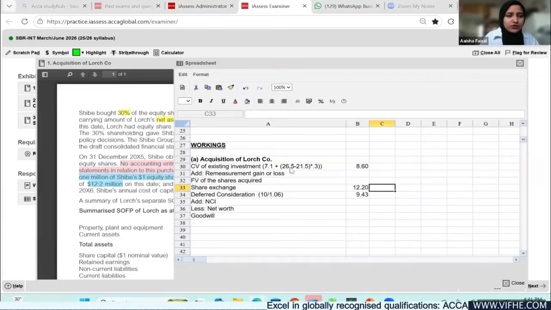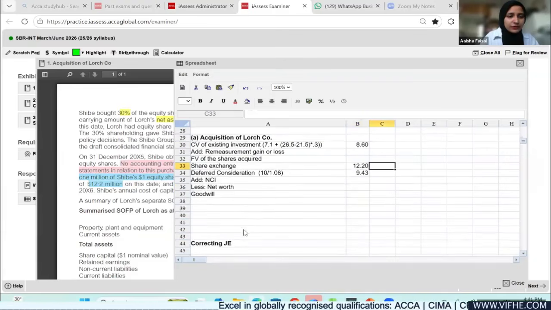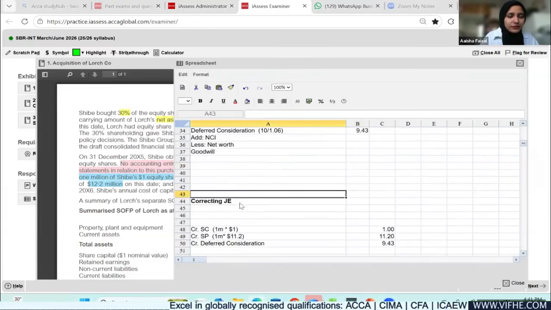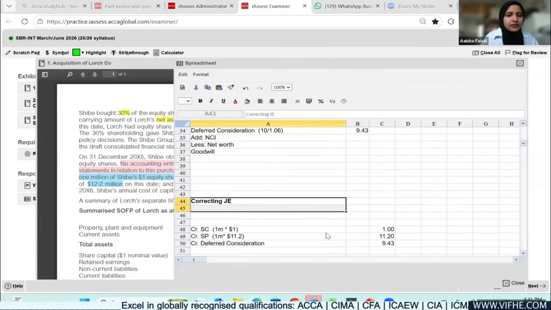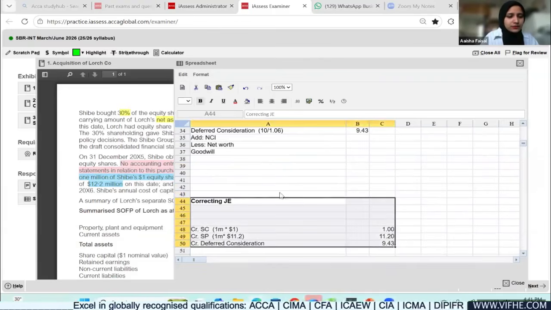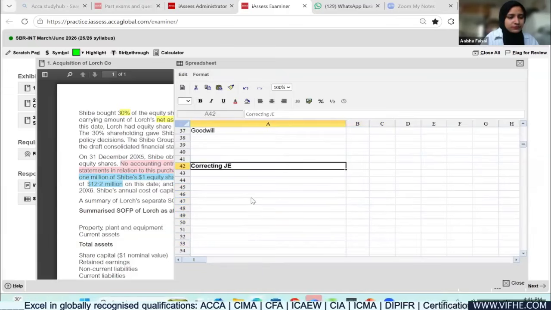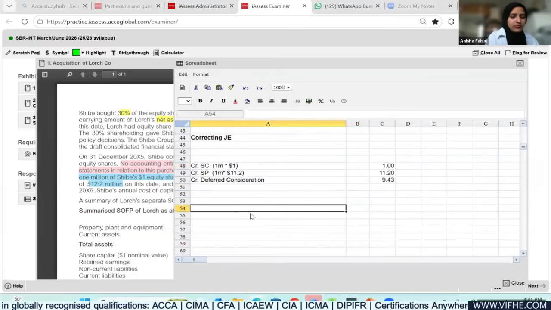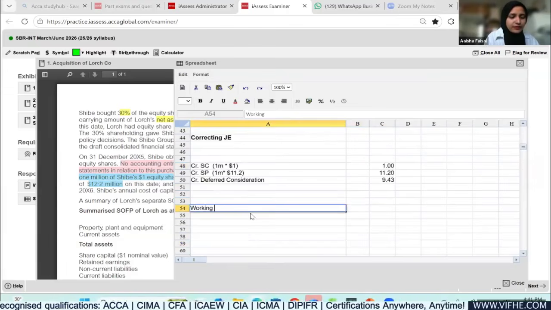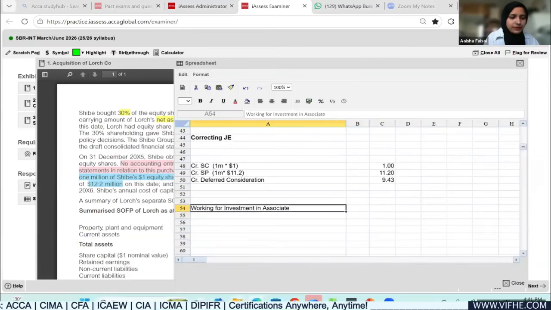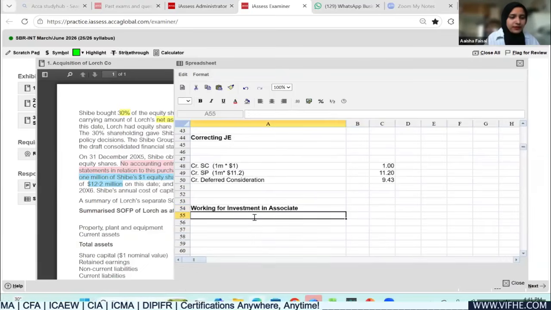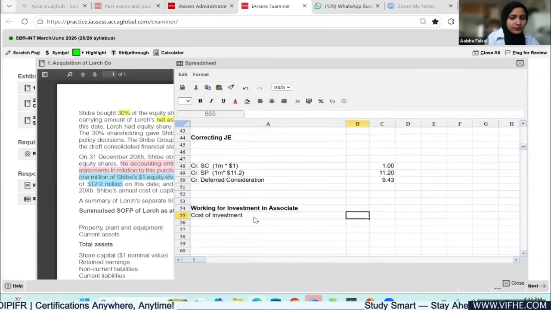So all those who want to get an understanding of how this is done, I'm now going to do a dedicated working for this. So this is going to come a little bit above. So you can see this. So working for investment in associate. Carrying value, or sorry, cost of investment, which is your initial investment, was I think 7.1.